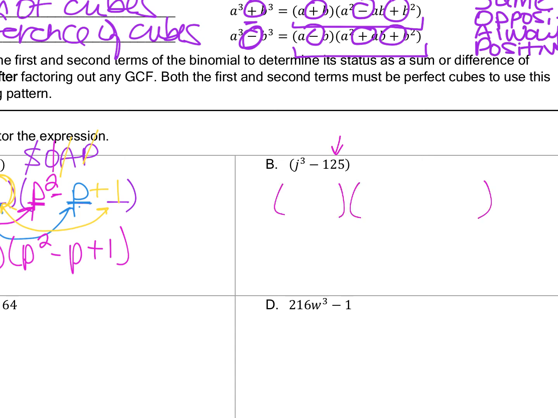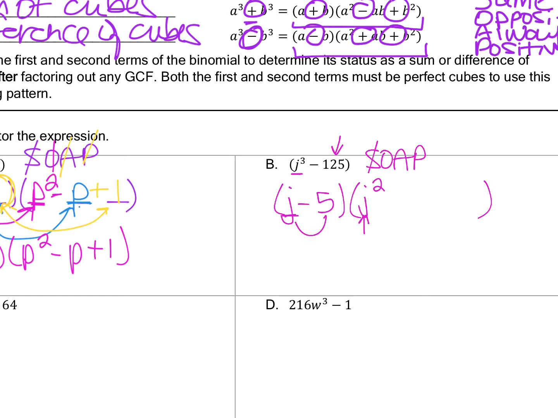Remember, it's the same every time. To get my first term, I'm taking the cube root of j cubed, which is j. Remember to remember the signs, same sign on the first one, so bring your subtraction sign down. Cube root of 125 is 5. We already said 5 times 5 times 5 is 125. Okay, so to get this first term, we are squaring this, so that's j squared.